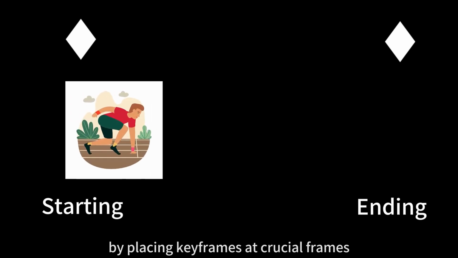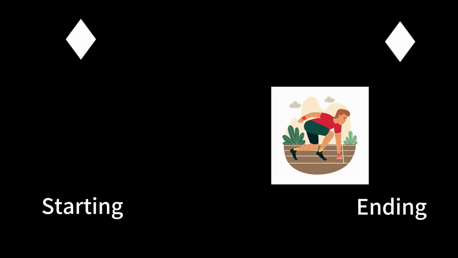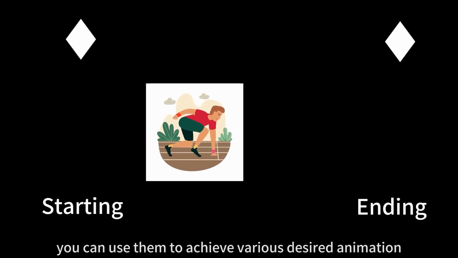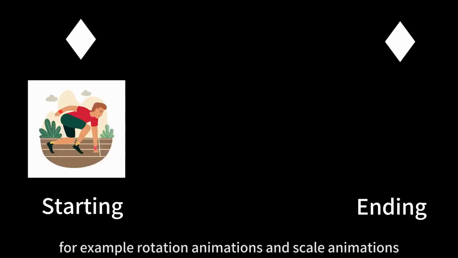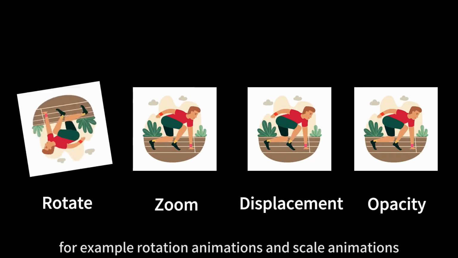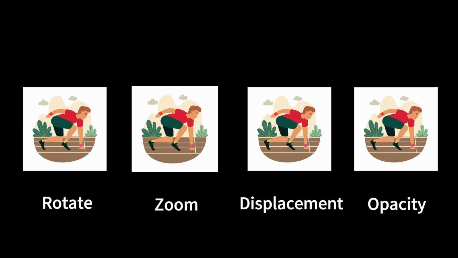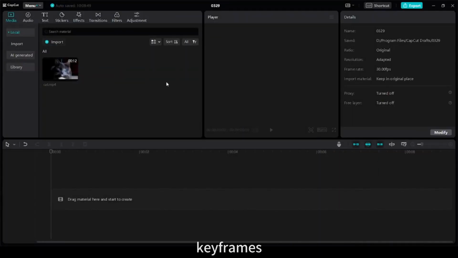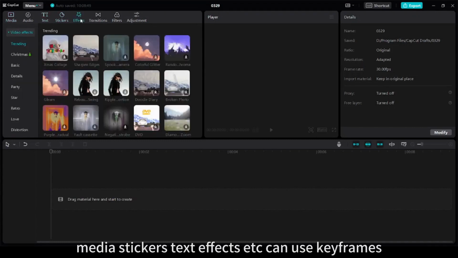By placing keyframes at crucial frames, CapCut automatically fills in the missing parts for us. Once you understand the principle of keyframes, you can use them to achieve various desired animation effects. For example, rotation animations and scale animations, displacement animation or opacity animation, etc. Most materials in CapCut can be animated using keyframes. For example, media, stickers, text, effects, etc.